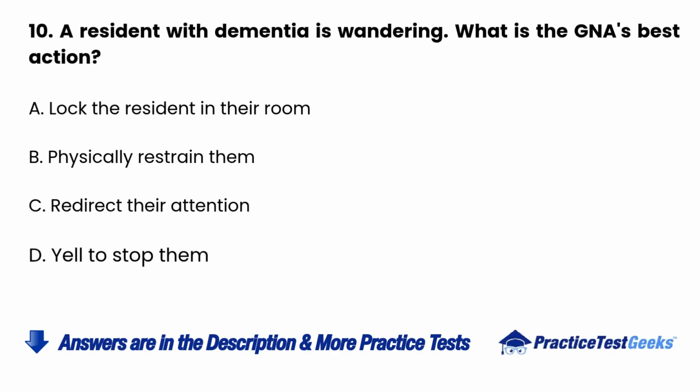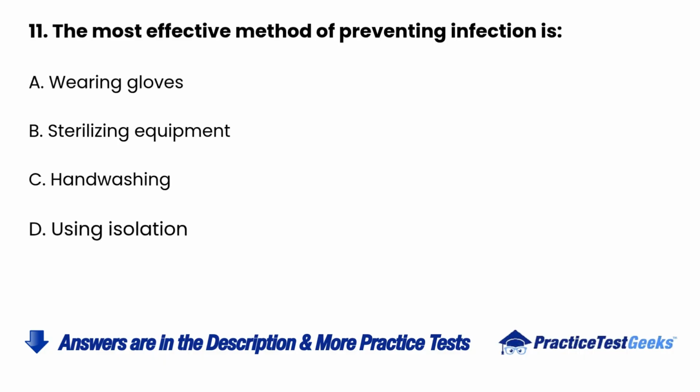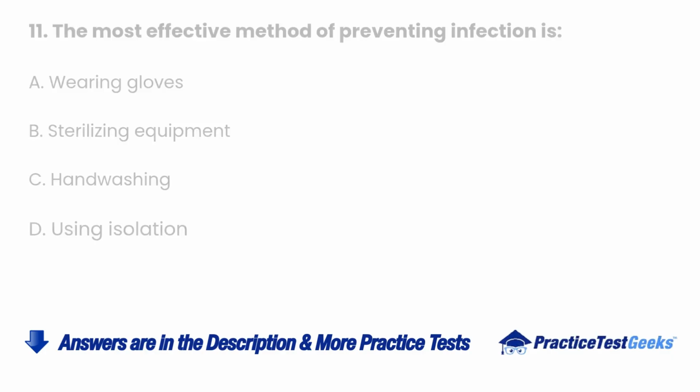10. A resident with dementia is wandering. What is the GNA's best action? A. Lock the resident in their room. B. Physically restrain them. C. Redirect their attention. D. Yell to stop them. 11. The most effective method of preventing infection is A. Wearing gloves. B. Sterilizing equipment. C. Hand washing. D. Using isolation.